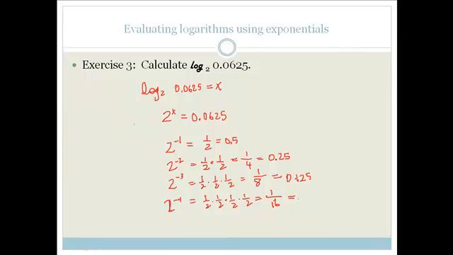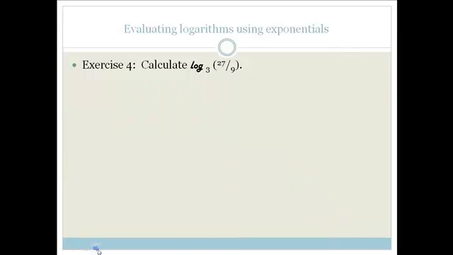Plug it into my calculator. Look what I get, 0.0625, what I was looking for. So that means the magic power that I was looking for is negative 4. So the answer to this problem is negative 4. Cool. All right, let's look at one that's a little bit more tricky.